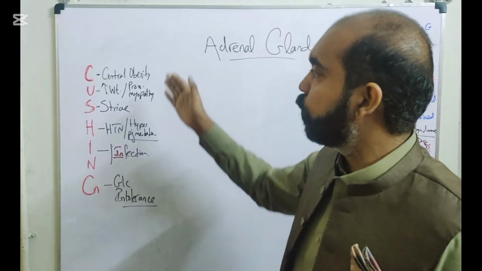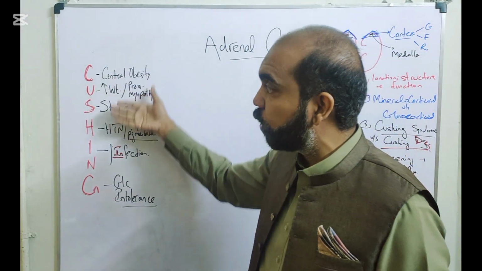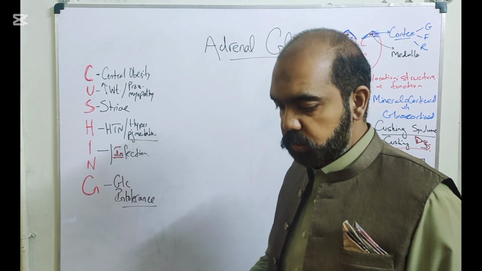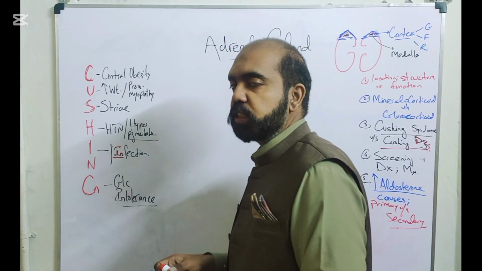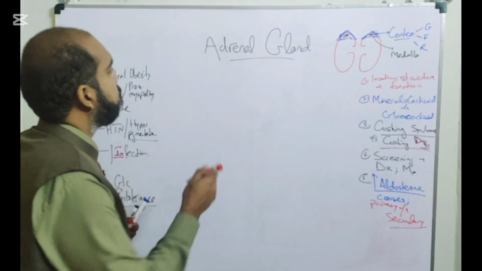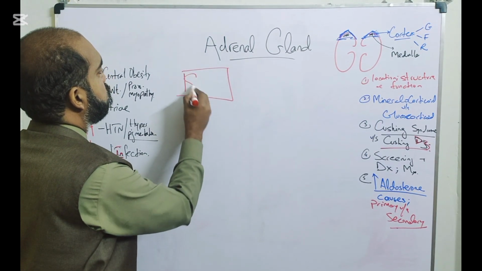Okay, so this was Cushing syndrome, the presentation. If a patient is presenting with any of these symptoms, not all of them, just 1 or 2 or 3, you can suspect Cushing syndrome. And once it is suspected, what would be your next step? Your next step would be to screen the patients. So, screening.